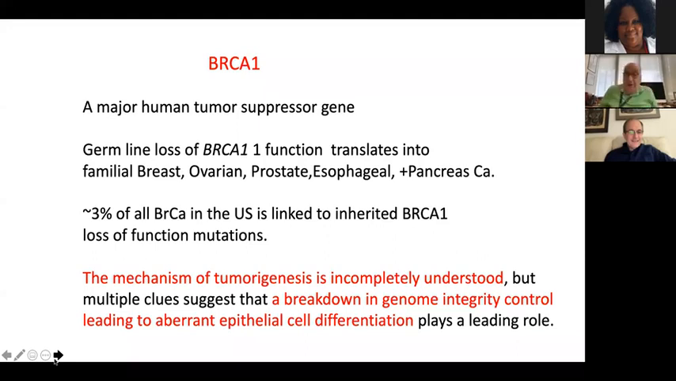So I think everybody knows that BRCA1 is a major human tumor suppressor. Its germline loss translates into cancer. The classic cancers in certain families over the years have been breast cancer and ovarian cancer, as well as in men, prostate cancer, and in both genders, esophageal and pancreas cancer. And in about 3% of all the breast cancer in the United States, one can find a molecular, even a genetic link to inherited loss of BRCA1 function mutations.